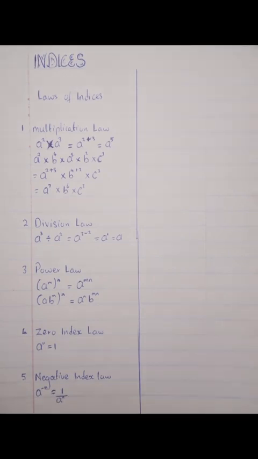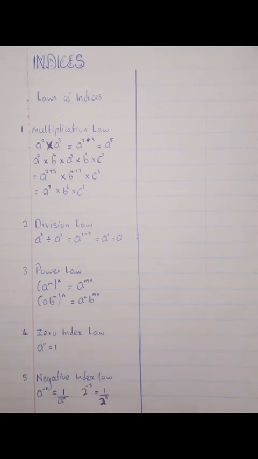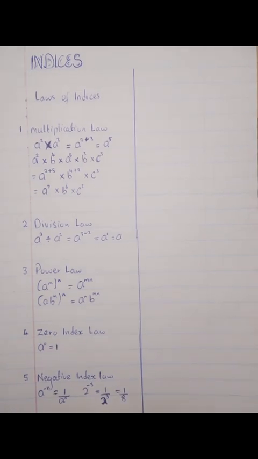So let's look at an example. Assuming we have 2 to the power of negative 3. This can be written as 1 all over 2 to the power of 3. Since we've introduced this 1 over, we'll remove the minus sign or negative sign. So we're having 1 over 2 to the power of 3. And 2 to the power of 3 is what? 8. So this will give us 1 all over 8. So our final answer is 1 over 8. Now this is for the negative index law.